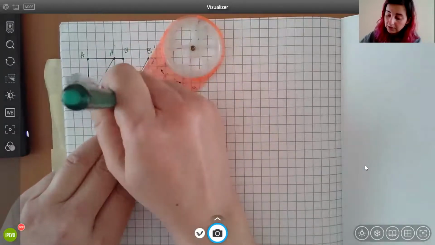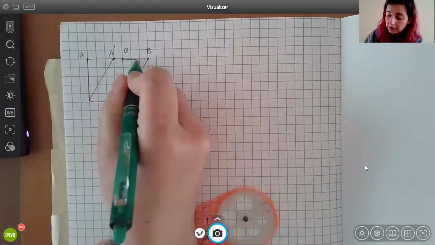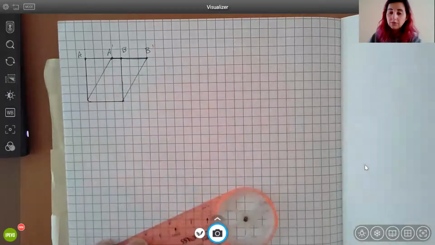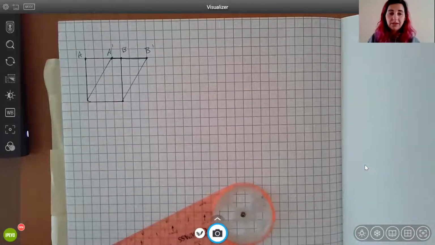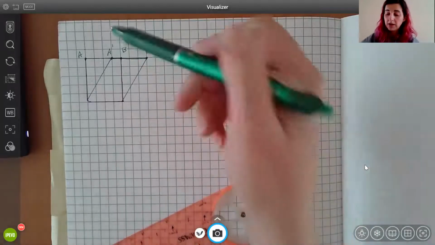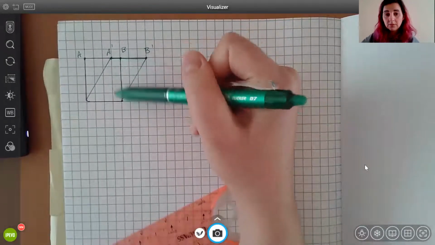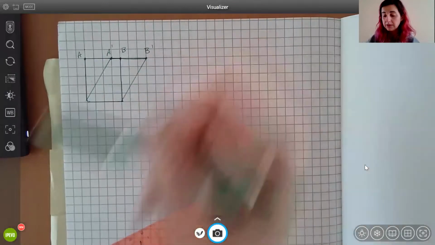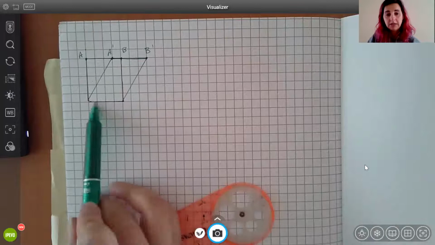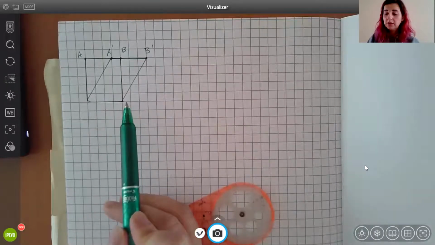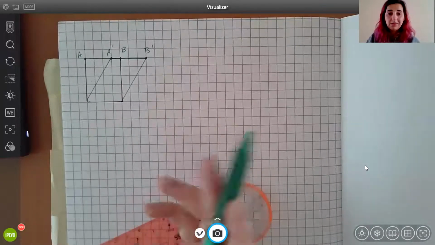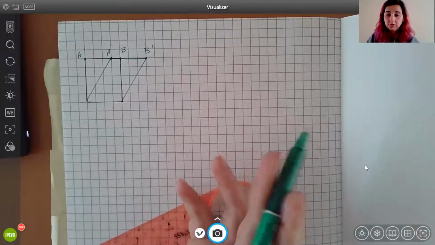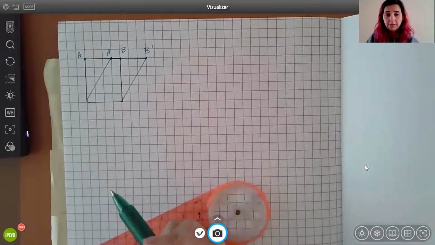Connect, connect, connect. And what we see is that the area doesn't change. The area stays the same. So the height of this parallelogram is the same as the height of the rectangle. The base of this parallelogram is the same as the base of the rectangle. And for a parallelogram, base times height still gives you area.